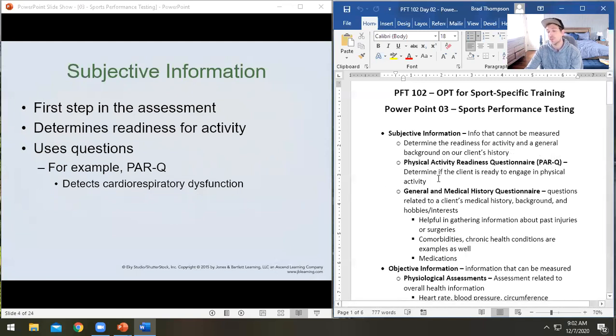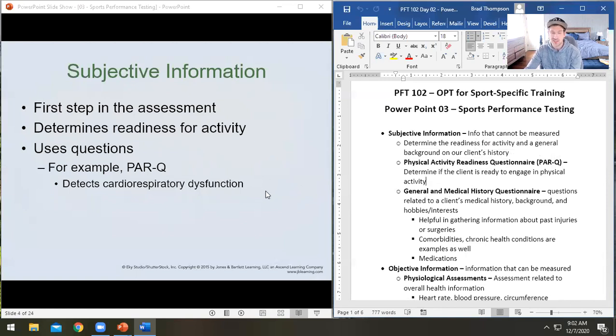Most of the questions on the PAR-Q are related to detecting any cardiorespiratory dysfunction. There's one question related to the skeletal system, but most of it is: do you have chest pain? Do you have shortness of breath? Do you ever get dizzy? It's all questions about cardiorespiratory.